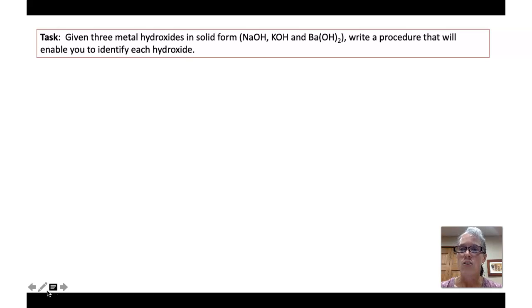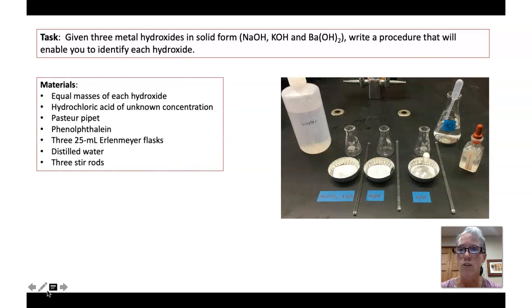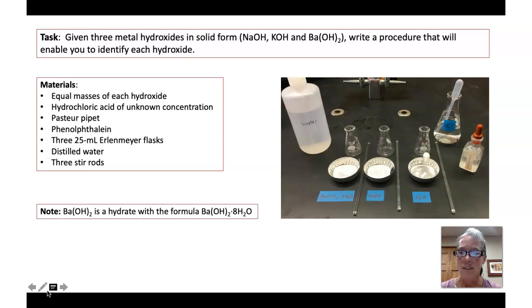So again, here's our task. You're going to be given three metal hydroxides in solid form, and you have to write a procedure that will enable you to identify each hydroxide. Here are the materials that you have available. So you've got equal masses of each hydroxide: barium hydroxide, sodium hydroxide, potassium hydroxide. You've got some phenolphthalein, three 25 mL Erlenmeyer flasks, some distilled water, 3 stir rods, and some hydrochloric acid, but the problem is you don't know the concentration of that HCl. Here's a little hint. Barium hydroxide is a hydrate, and it has the formula Ba(OH)2 with 8 waters.